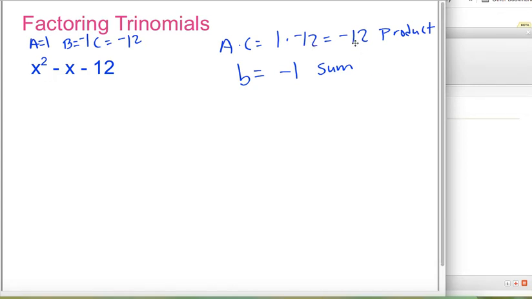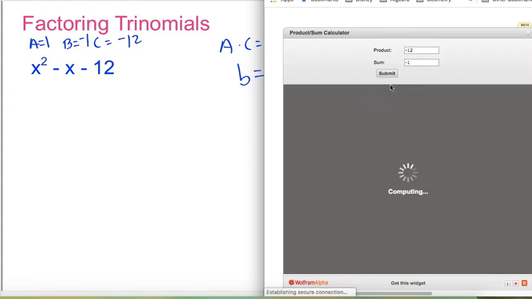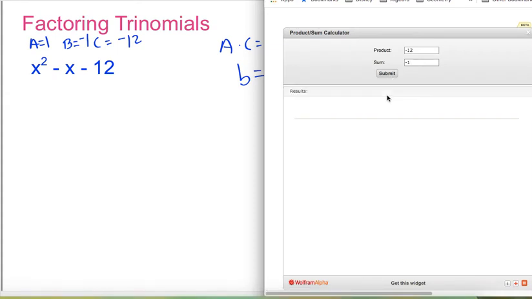So you could think of factors of -12 that are going to add to a -1, or you can use the Wolfram Alpha sum and product calculator, -12 and -1. We want a product of -12. So in this first part, you're going to put a -12 for the product. We want a sum of -1. So you put in -1 for the sum. Then you click Submit, and it will calculate the factors. So the factors are -4 and 3.